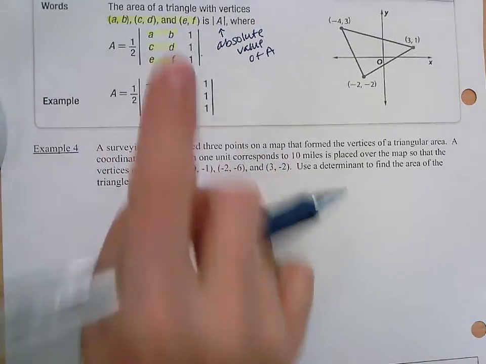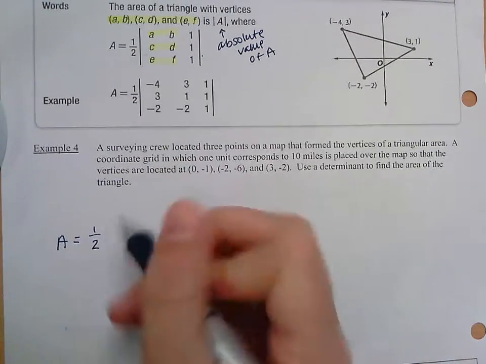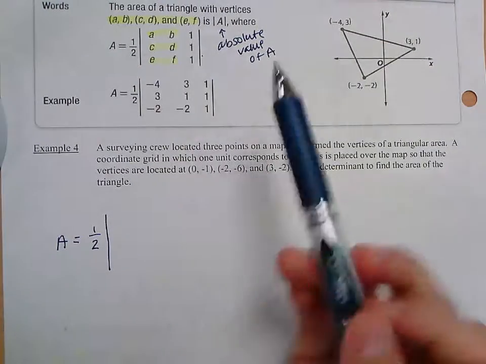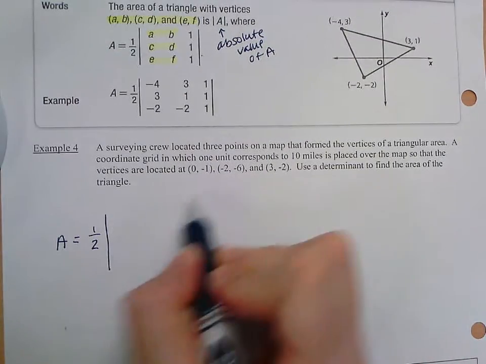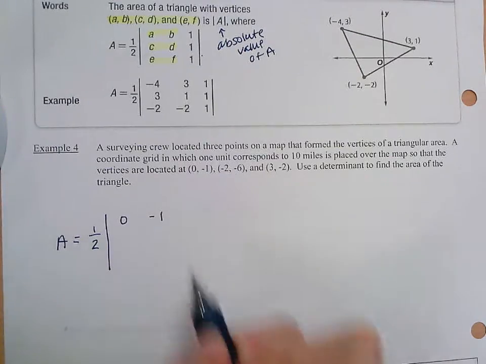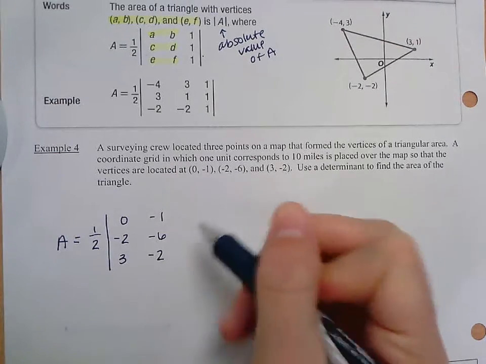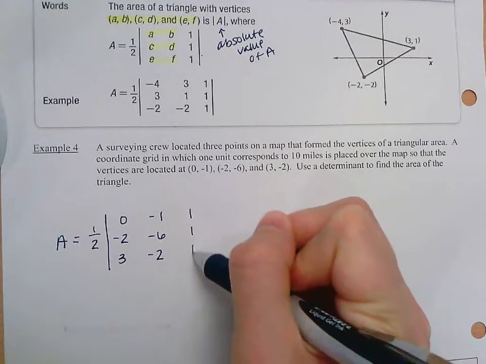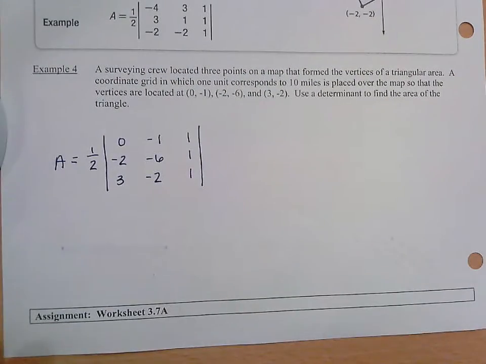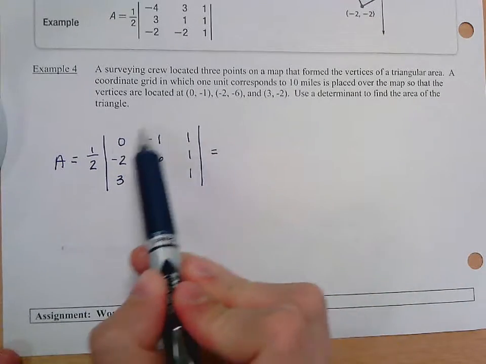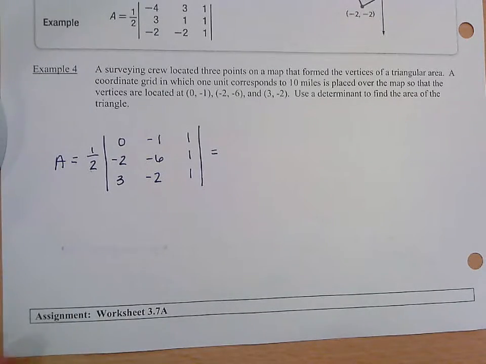So if I use this formula that's up here, I'll have my area is 1/2 times the determinant of, and so again, I just list my 3 coordinates in those first 2 columns. So I have 0, -1, -2, -6, and 3, -2. And then my third column is just ones. And from here, I'm going to find the determinant first before I multiply by the 1/2.